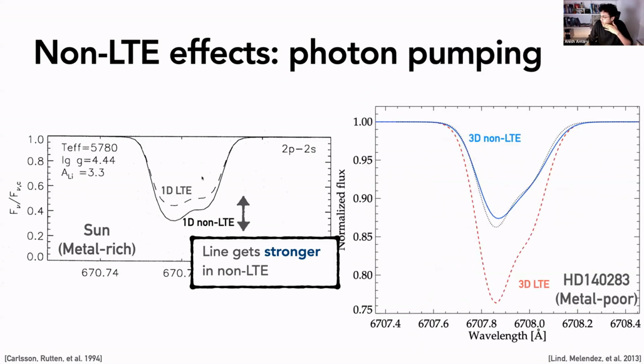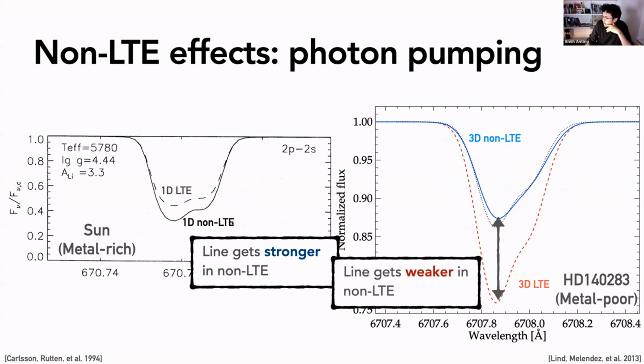If we instead contrast with this case here, so the sun is, for the purposes of this comparison, metal rich. This star, HD 140283, has the same effective temperature as the sun, and a similar-ish log g, surface gravity. It's a bit lower, but it's much more metal poor than the sun. And we see here a different situation. Although the line is stronger in the sun in non-LTE, the line is weaker in this metal poor star in non-LTE. That's this one here. The line is weaker than the LTE case.